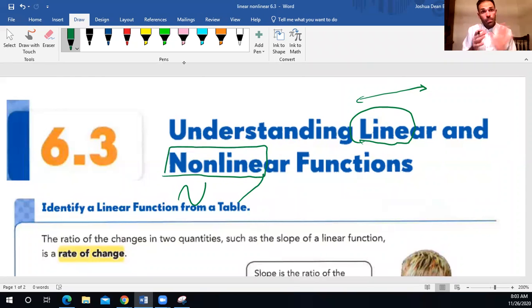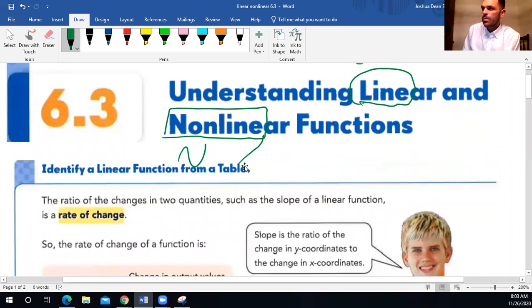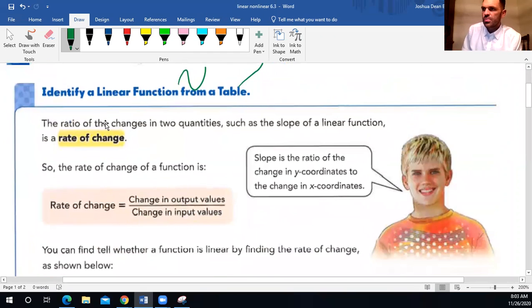All right, but now the picture is obvious, but there are some other ways to distinguish the patterns of these functions that will tell us if it's linear or not without even using a graph. So let's look at this first way. First, let's get some vocabulary underneath our belt.